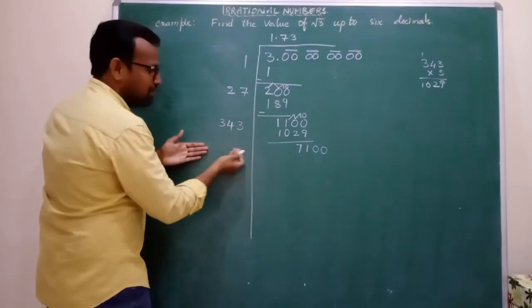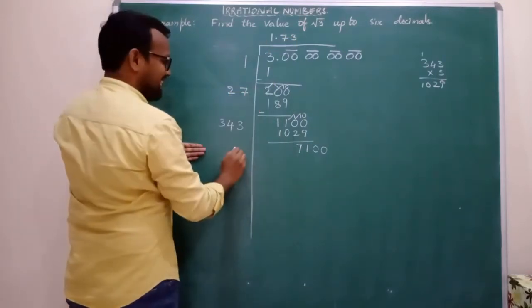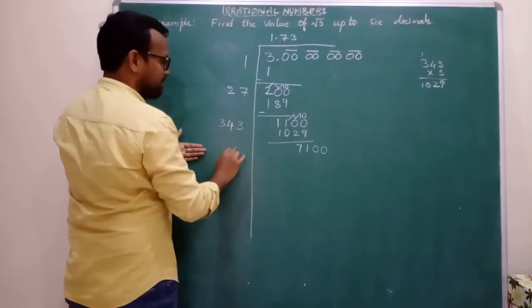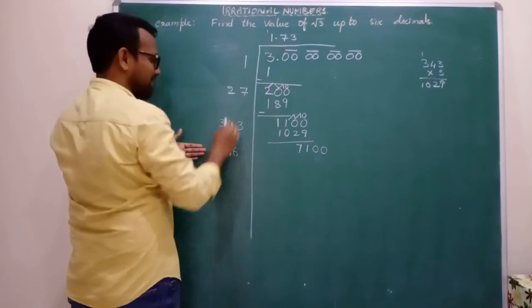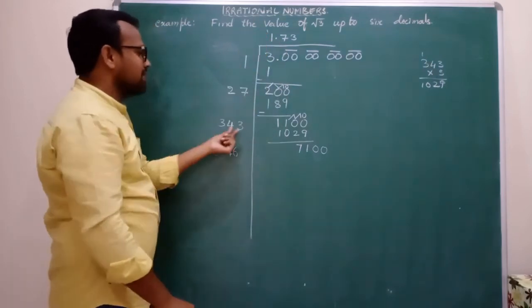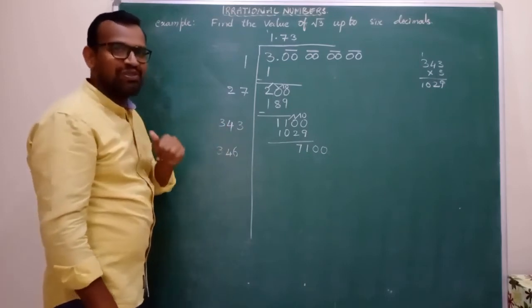Here, how do you get the number? Simple. Double this number. 2 3s are 6. 2 7s are 14, 1 carry forward. 2 1s are 2 plus 1 is 3. Or simply double the last digit here, 366 remaining the same. Like that also you may do.